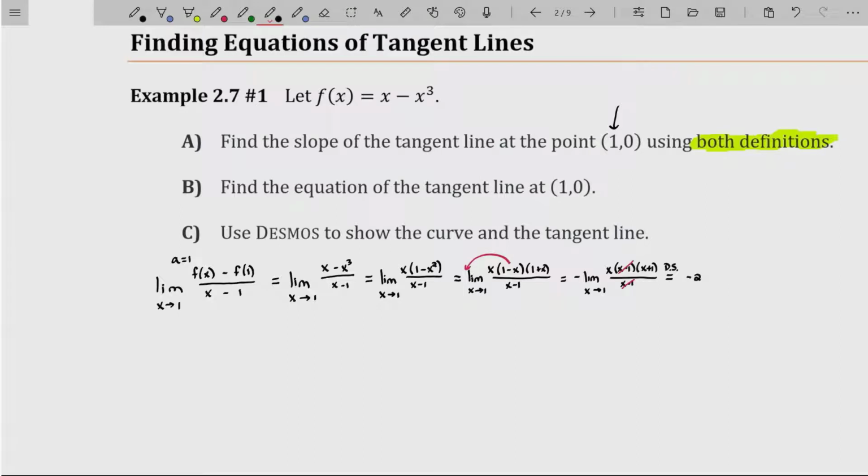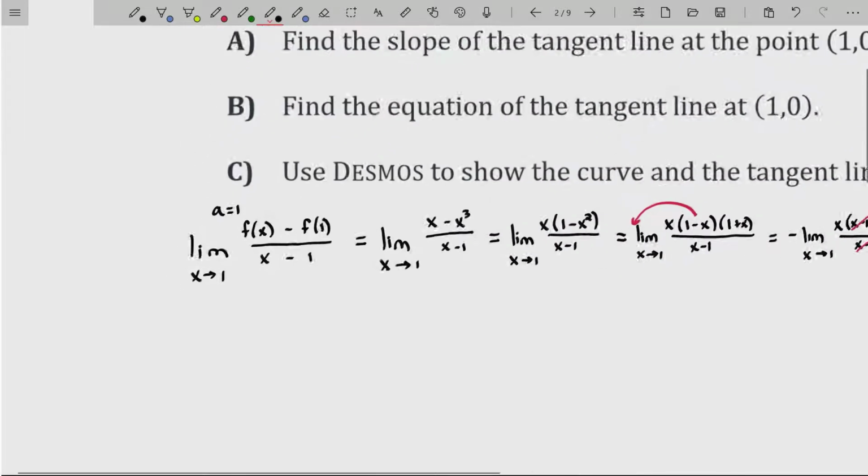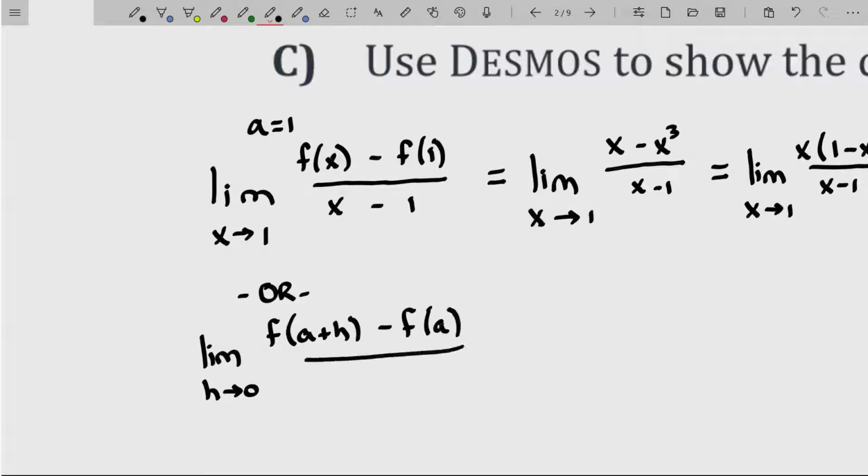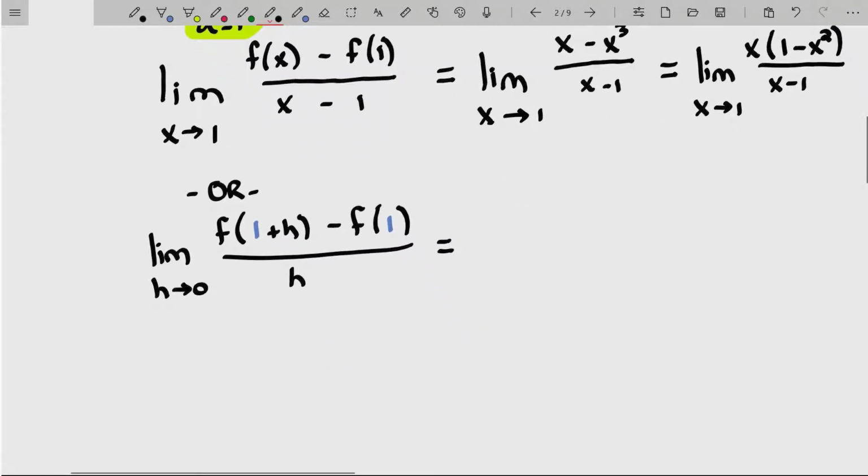The second definition, because we're asked to do both, is the following. It is the limit, so I'll write or, we could have taken the limit as h approaches 0 of f of a plus h minus f of a all over h. But in this case, remember, a, our anchor point, the x value of interest, is 1. So I'm just going to go through these and erase the a's and replace them with the number 1. And then we'll evaluate that. By the way, again, we cannot use direct substitution initially because that would cause division by 0.